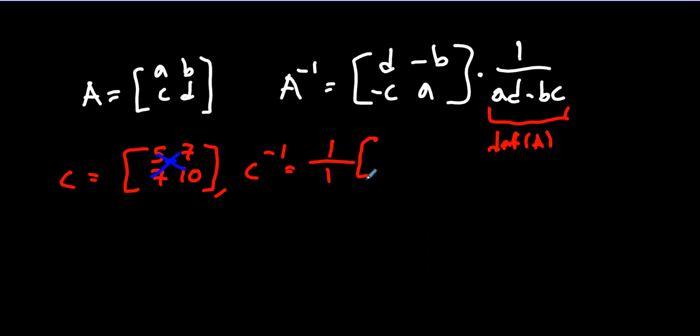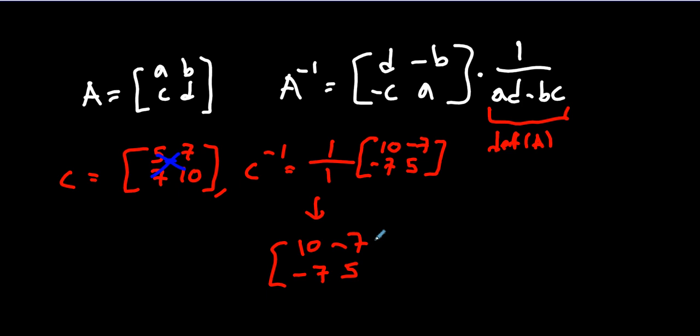times, we swap the 5 and the 10, so 10 and 5, and then we add negatives here. But since our scalar is just 1, this matrix right here, 10, negative 7, negative 7, and 5, this is going to be, in fact, our answer for this problem.